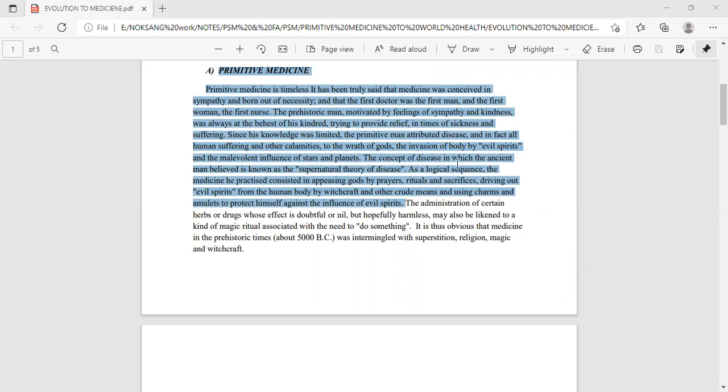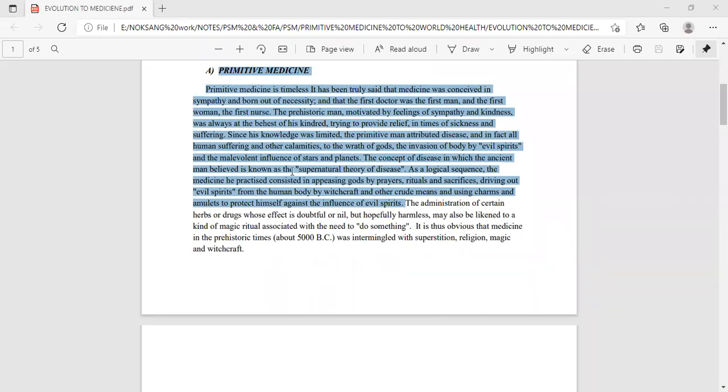The concept of disease in which the ancient man believed is known as the supernatural theory of disease. So this is all about the supernatural: wrath of gods, invasion of body by evil spirits, then spells, magic, astrology. These are supernatural theories, which come under the supernatural theory of disease, which man believed earlier.